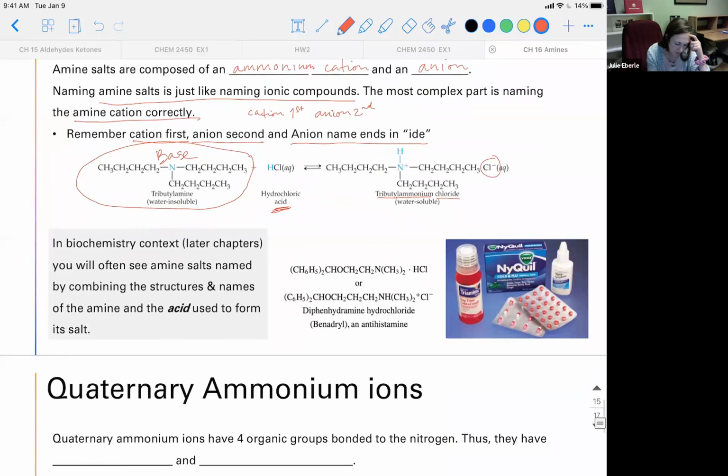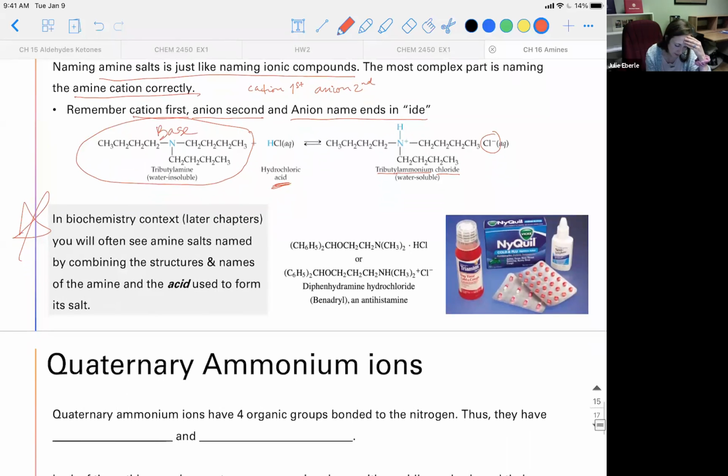Okay, I want to make a big deal out of this. Coming very soon, coming to chemistry classes near you. In a biochemistry context, you will often see amine salts named by combining the structure and names of the amine, and instead of just the anion, they'll name the whole acid that it's used to form the salt. What does that mean? Give me an example. Well, you see this all the time.